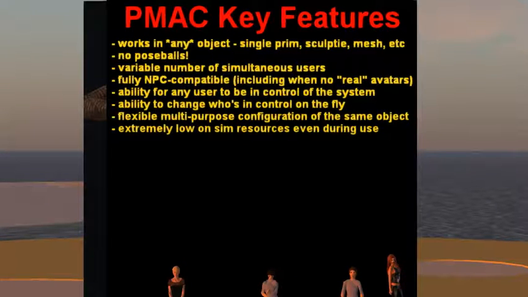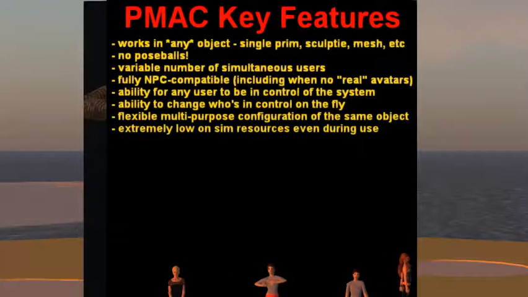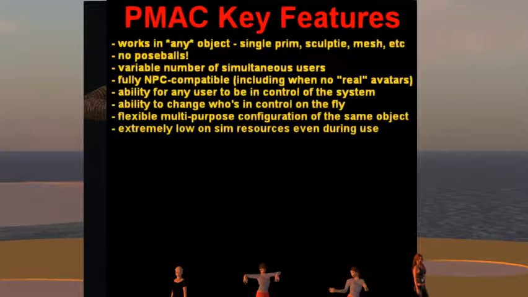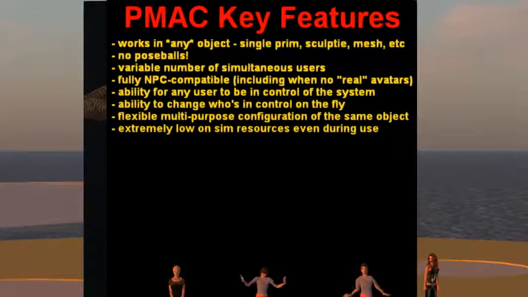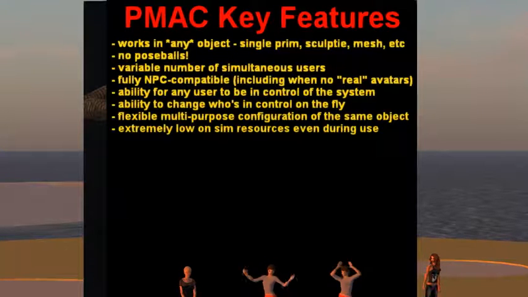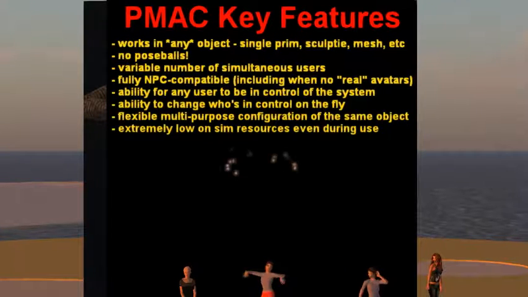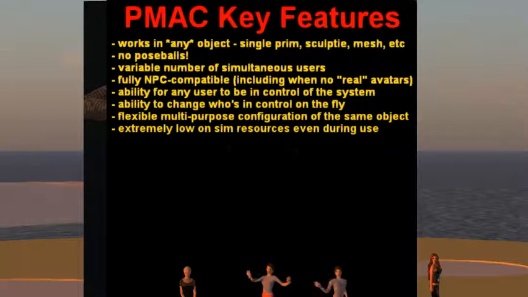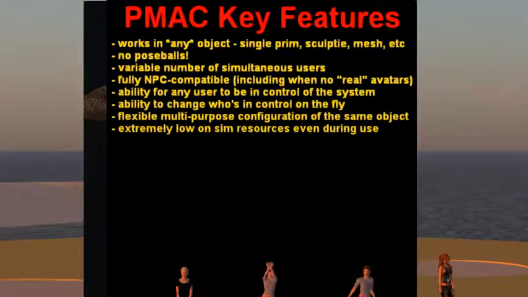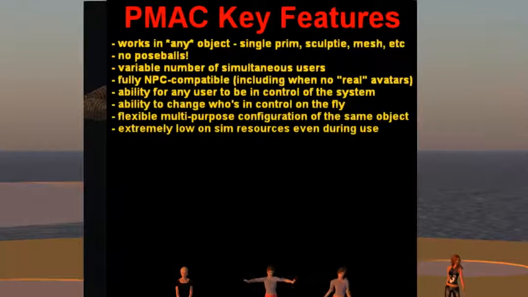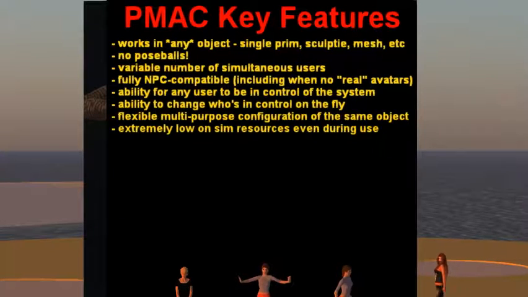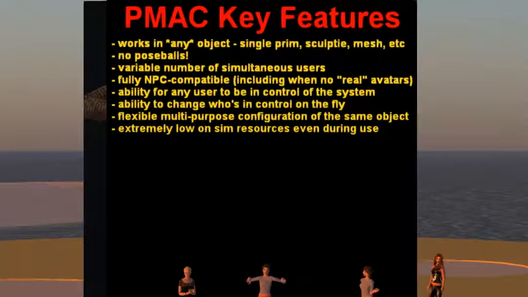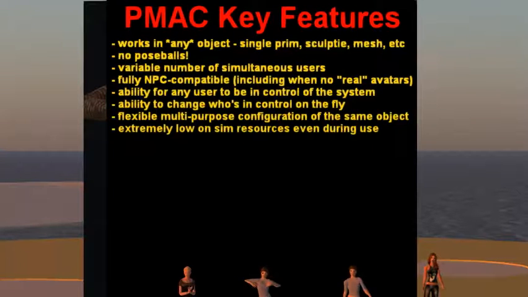To put it bluntly, MLP is a beast on sim resources, particularly when it's in use. It's even worse when it's initializing. I wanted something that didn't eat up unnecessary resources. My target for PMAC was the same as all my other products: close to zero footprint on the sim when it's idle, and only minimal overhead when you're using it. Using OSSL functions, I was able to achieve that.